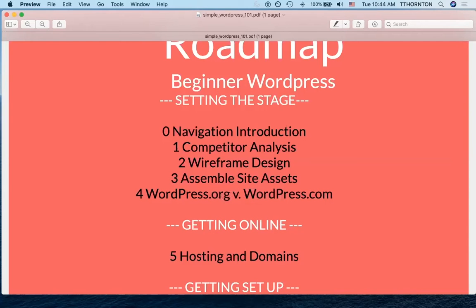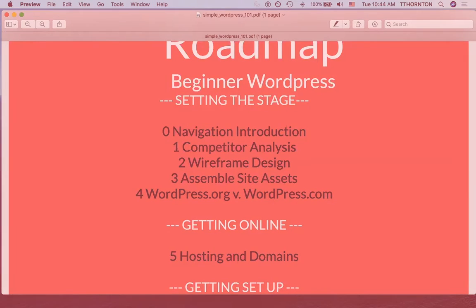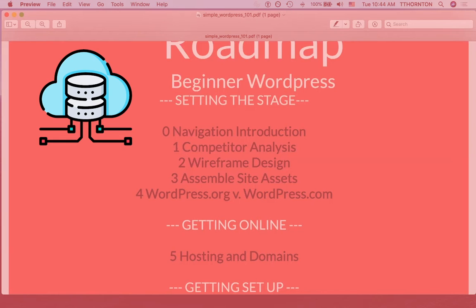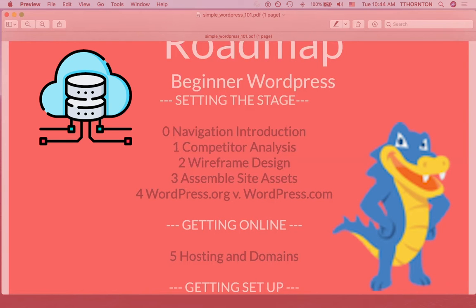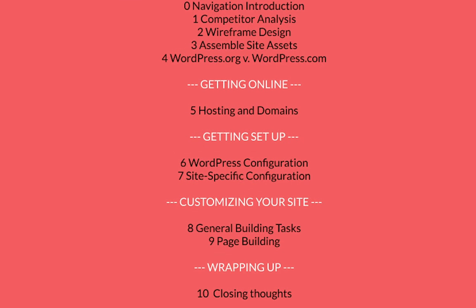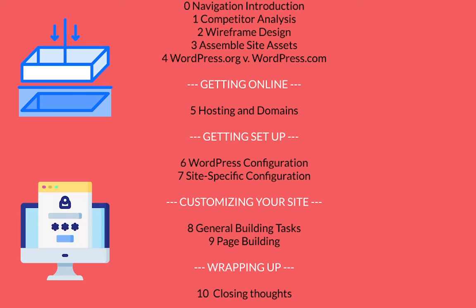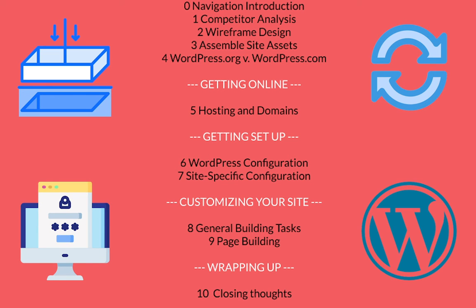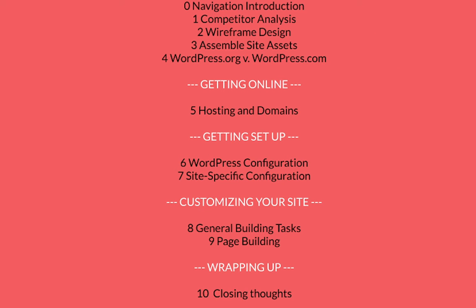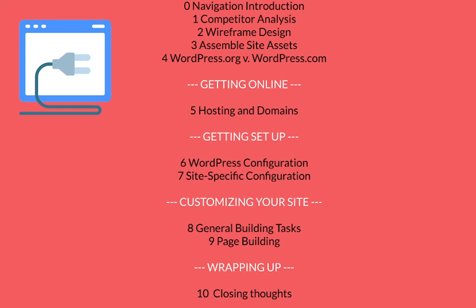Now, if you want a preview of some of the lessons: in assembling your site's assets, we're going to talk about getting things like your images, your text, your copy, and so on. In hosting and domains, we'll talk about choosing a hosting provider. In our case, we'll choose HostGator, but you're welcome to choose whatever you want, whether it be WP Engine, Bluehost, Microsoft Azure, and so on. In installing WordPress, or WordPress configuration, we'll talk about how to install WordPress on your host, how to log into WordPress, and how to do things like update your password or update WordPress, the software itself.